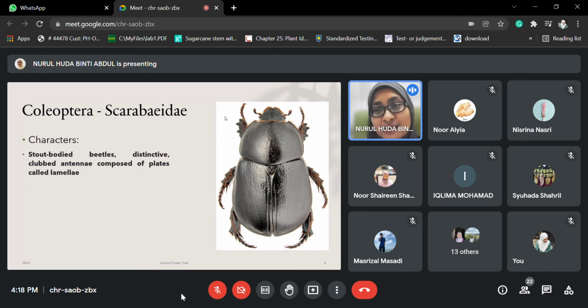Kaki depan dia you see macam ada gigi-gigi kan? Okay, this is actually modification for digging. Okay, other than mole cricket yang kita tengok sebelum ni, I think I show you a picture of mole cricket yang saya kata kaki depan dia is for digging. Okay, fossorial. But this guy or this scarabid also have legs which is modified for digging.